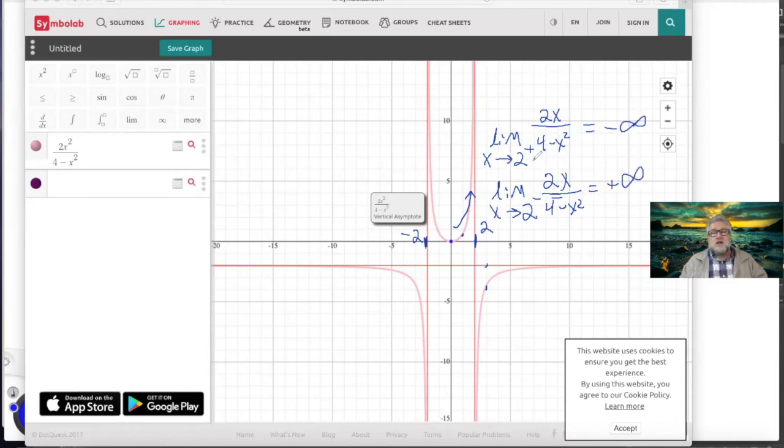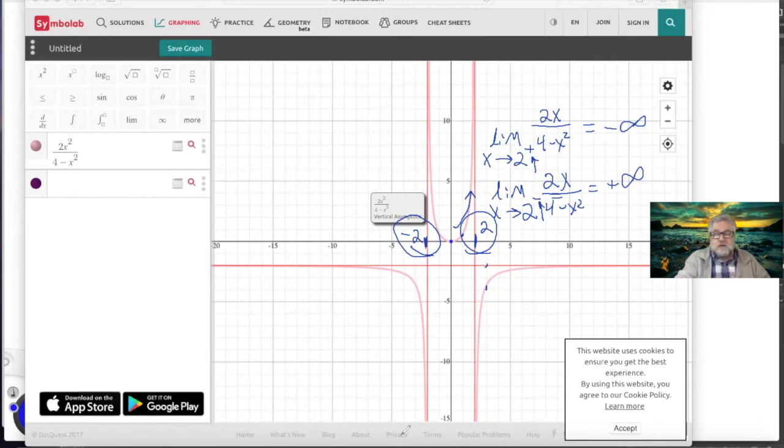So this is how we write it. This is how we show we approach from the positive side, we approach from the negative side. But all we want to do right now is identify where these asymptotes are. And the asymptotes occur when you get a 0 in the denominator. Okay? That's always going to be the case.